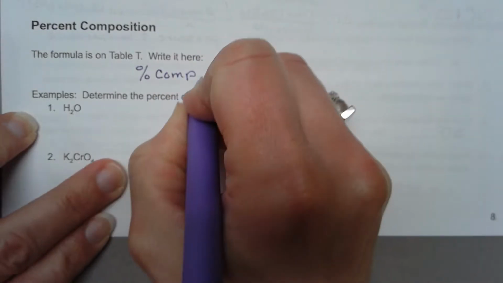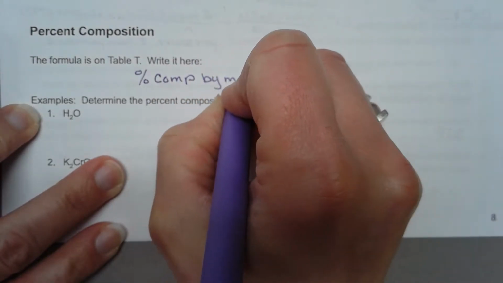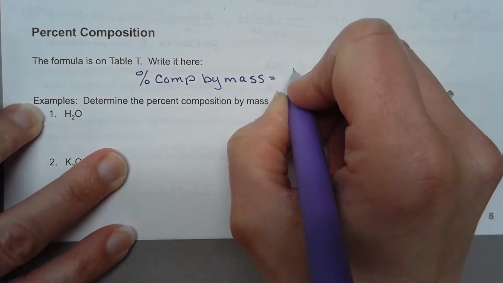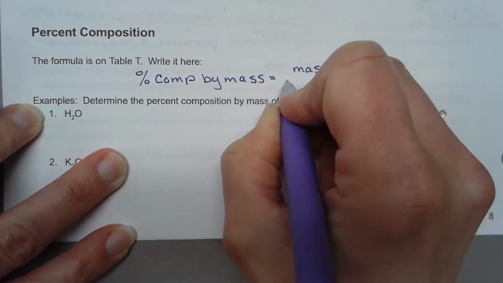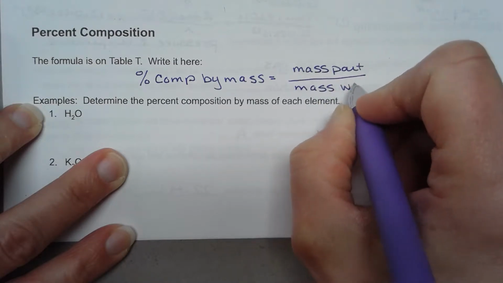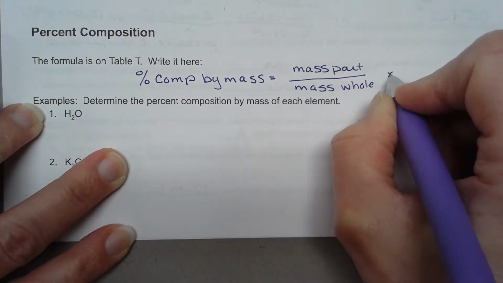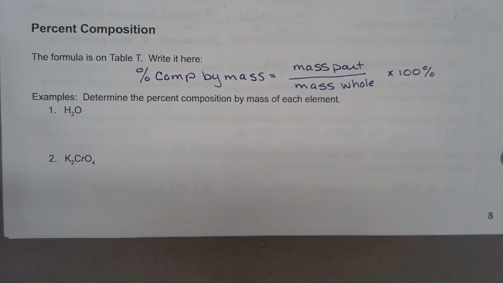Now percent composition is by mass. So we're going to be using a lot of numbers off the reference table. And we have mass of the part over mass of the whole. And we're going to use different variations of this throughout the year. And it's a percent, so we're going to multiply it by 100%. It should never be less than 0 or negative for this, as you'll see with some of the practice problems.